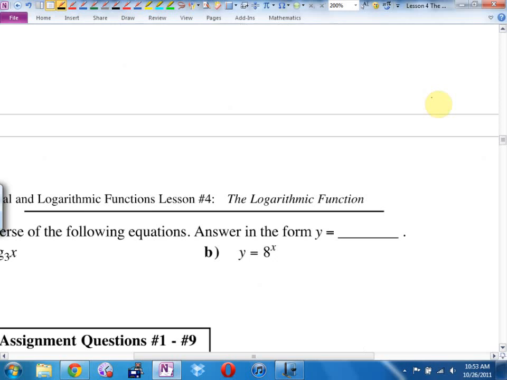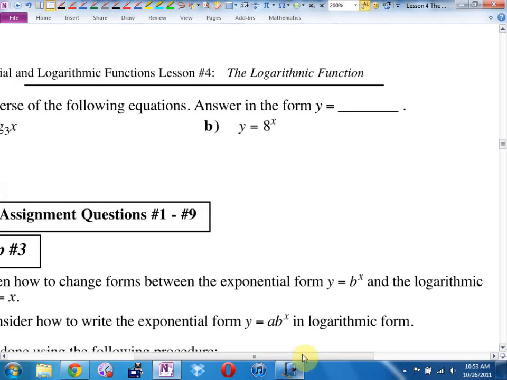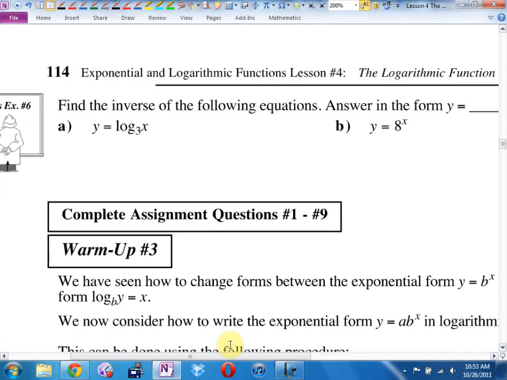Sample 6 says, find the inverse of the following equations and answer in the form y equals blank. Get the y by itself. Okay, how do I find an inverse? So let's do that for this first one. X equals the log base 3 of y. Now they want me to get the y by itself. I can't if the y is inside a log. But if I know one equation, I know the other equation. If I know a log, I know the exponent. If I know the exponent, I know the log. So in a desperate attempt to succeed, I'm going to rewrite this as an exponent. What to the power of what equals what?